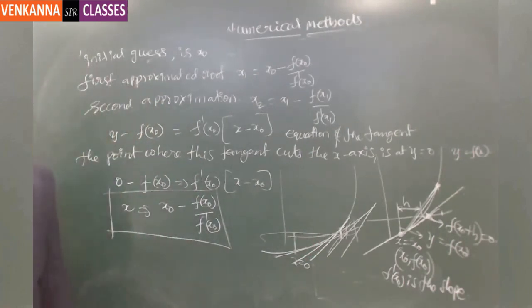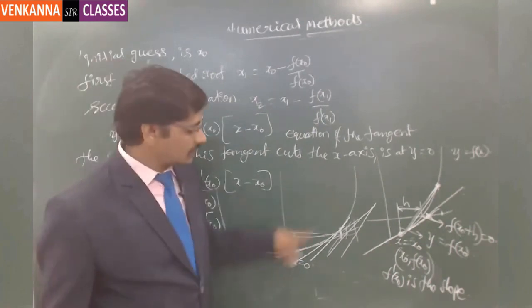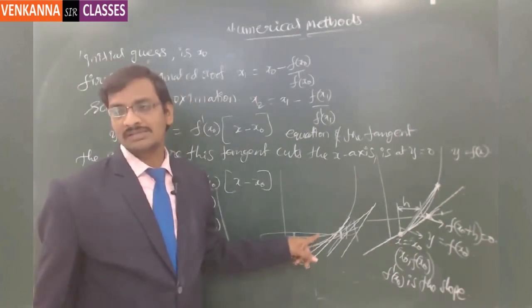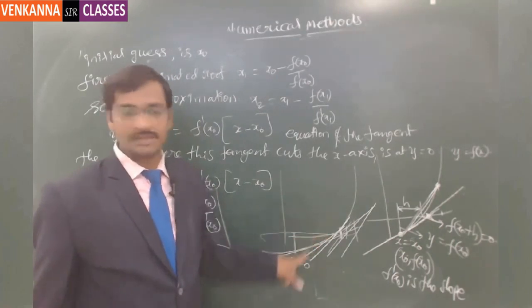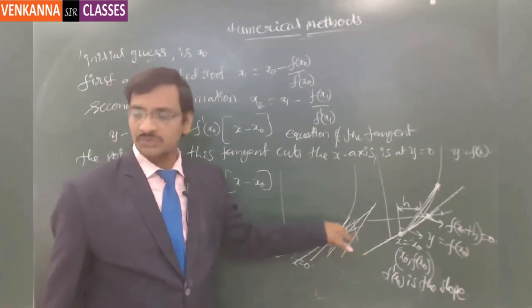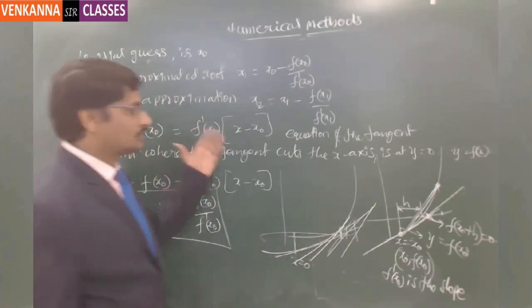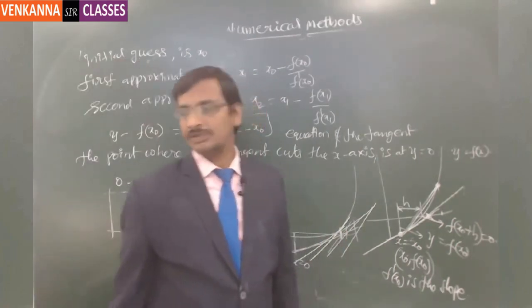Understood? So you are trying to approximate as a tangent. Earlier we identified just two different points and then tried to identify the straight line equation, and the place where it cuts the x-axis is the next approximated root. Rather than that, now here it is a tangent equation where it cuts the x-axis. That's all. That's the only difference. But the procedure actually came from the Taylor expansion.